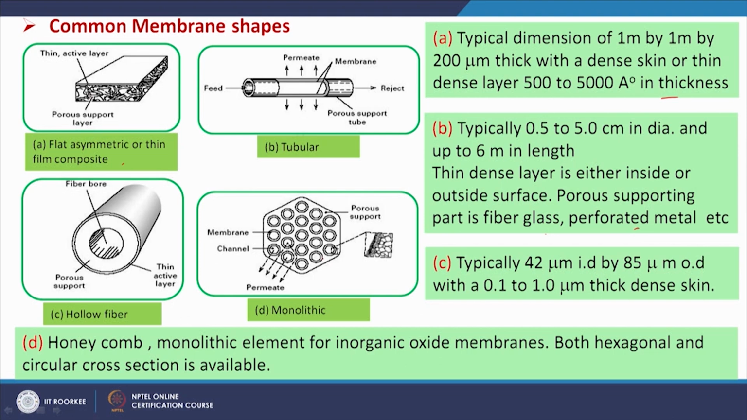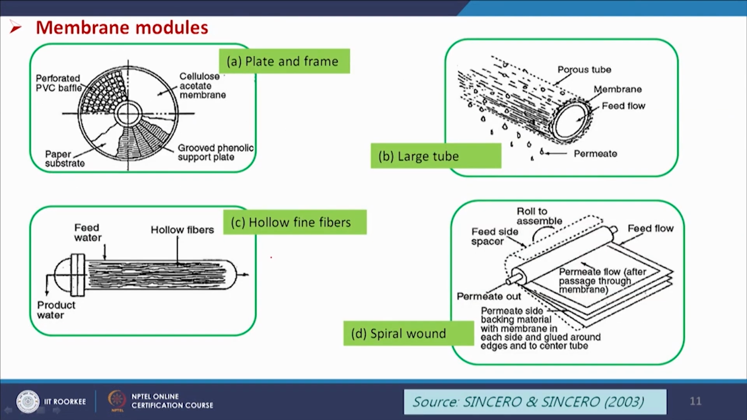Then monolithic type shapes are also available, and this is basically for inorganic oxide membranes. This is the honeycomb we see here. For the monolithic element for inorganic oxide membranes, both hexagonal and circular cross sections are available, as shown here. We have the membrane, these are the channels and the porous support, and we get permeate from this. So, this is the membrane shape, and then for membrane modules we have the plate and frame module.